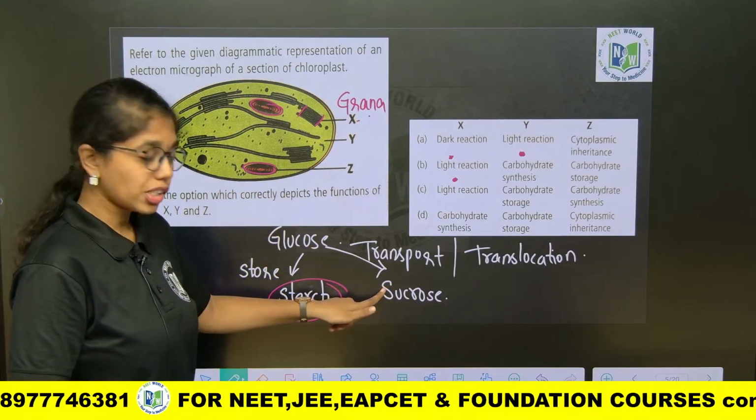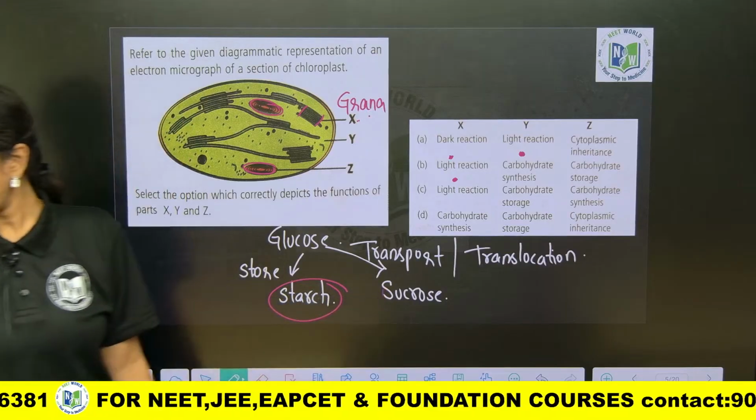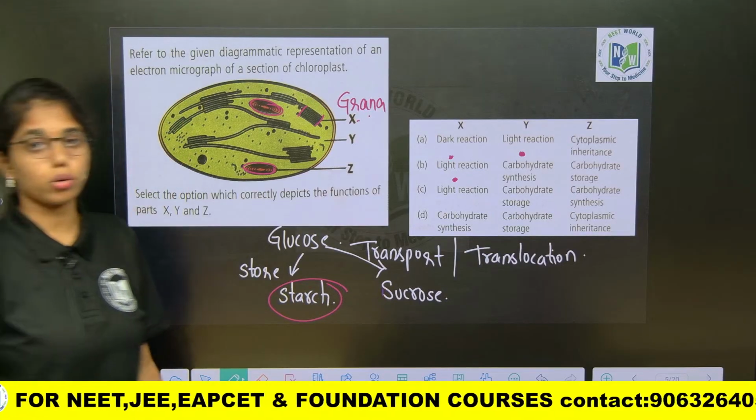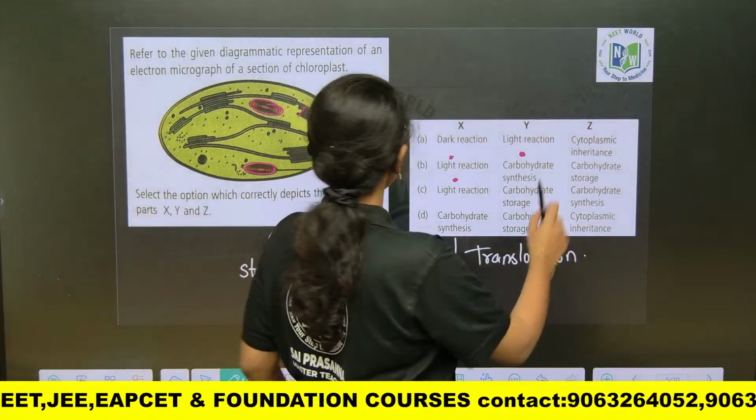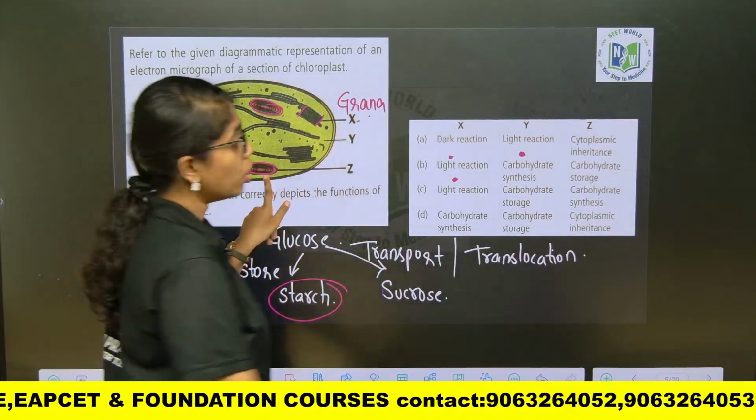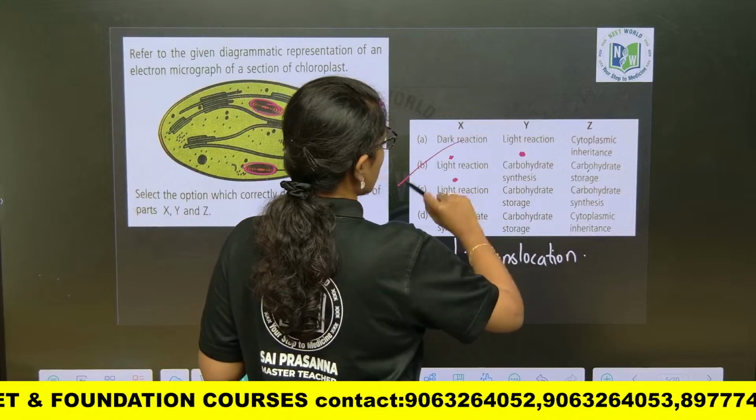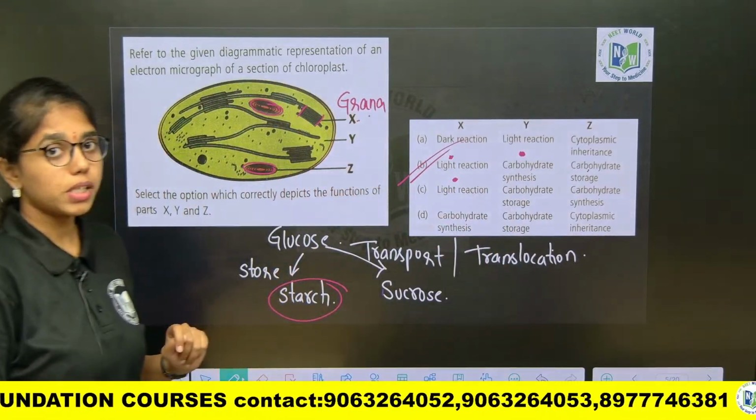To translocate or transport, it will be converted into what? Sucrose. So, here what will be your option, beta? Z is what? Starch granule. So, it is carbohydrate storage. Our right option will be option B.